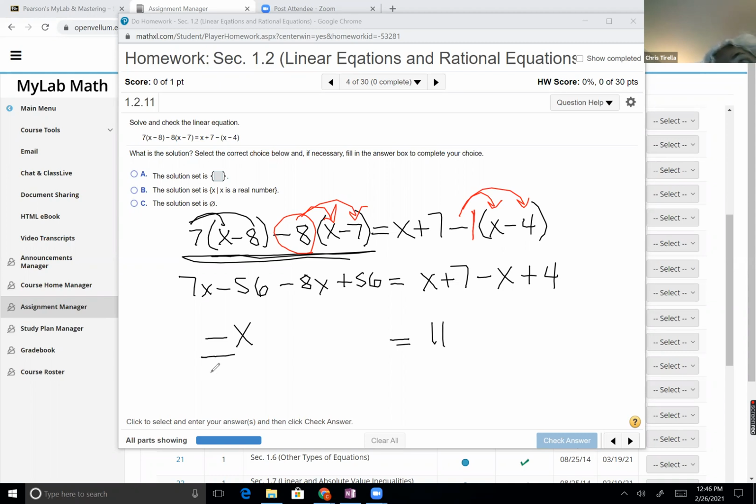Then to finish solving, we'll divide both sides by negative 1, because again, we don't want to know what negative x equals, but rather what x equals. And that division would leave me with x equals negative 11.